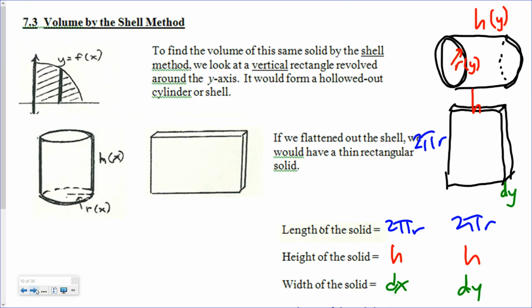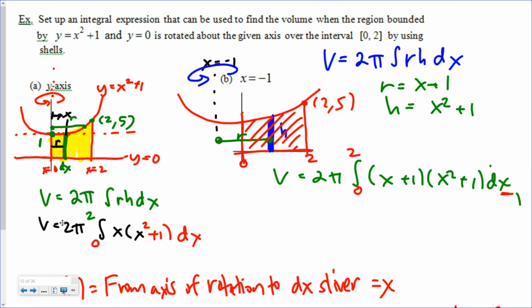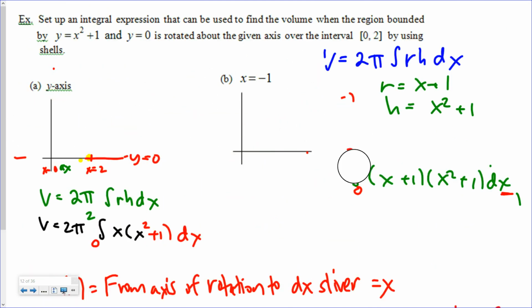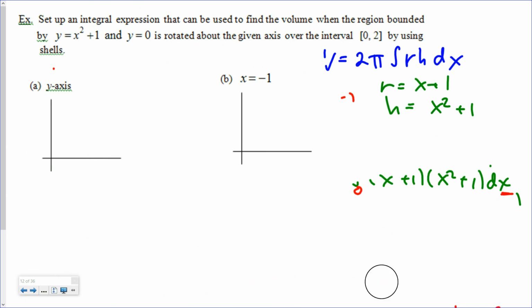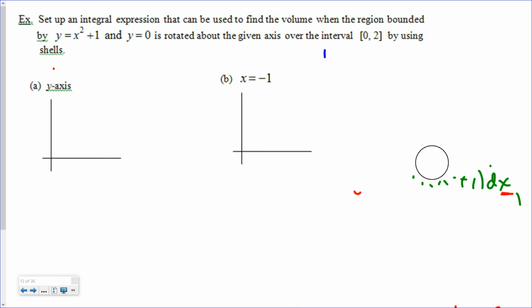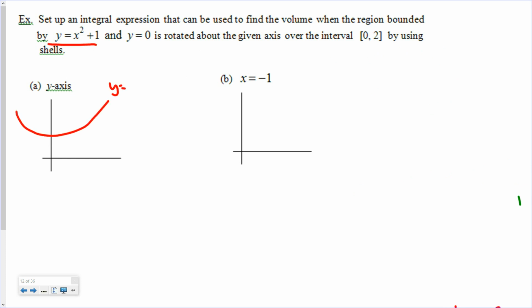Let's do a problem together, and this will make more sense to you. Flip to the back of your worksheet, and let's do the problem on the top left together. You've got this region. One is a parabola, y equals x squared plus 1, a parabola shifted up by 1, so go ahead and draw that. You've got y equals 0, which is down here. Then you're going to rotate this region about the given axis.